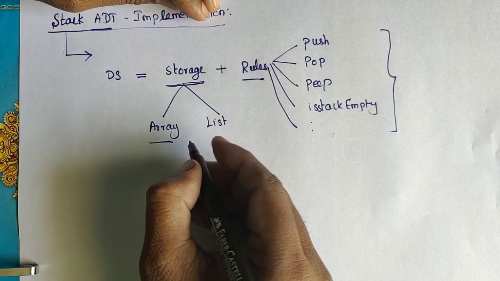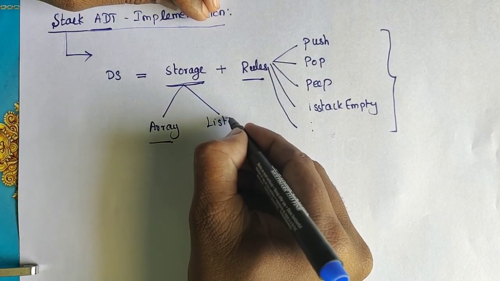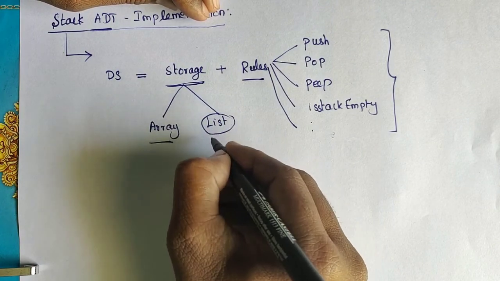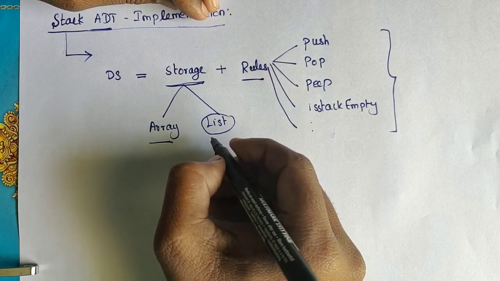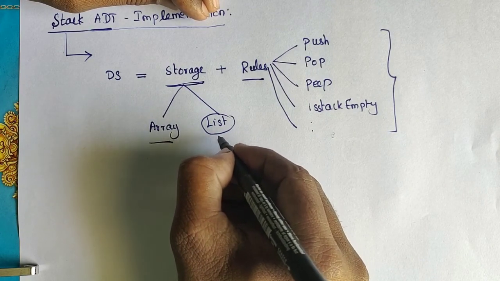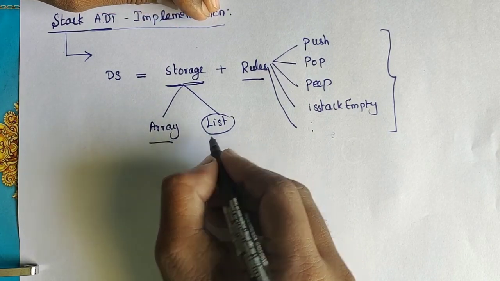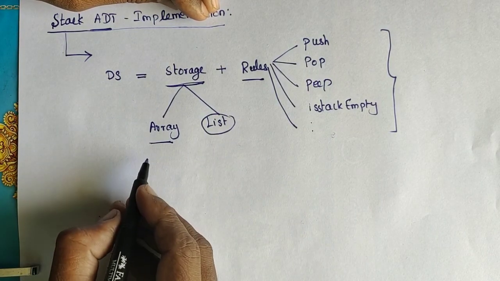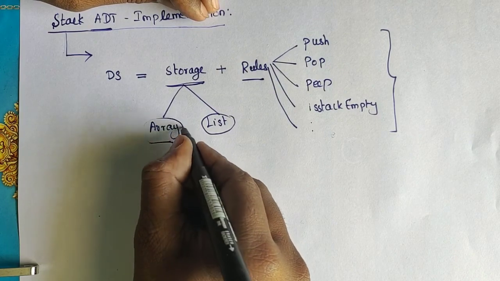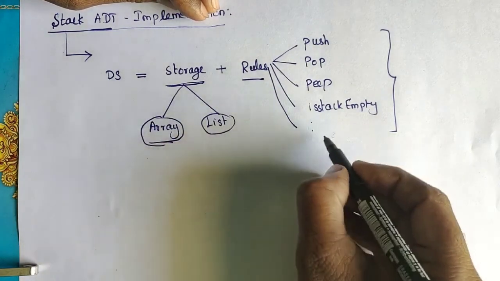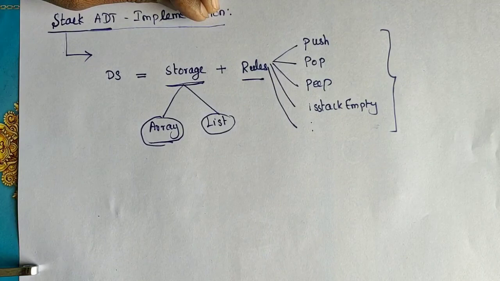Till now we don't know how the elements are stored in the list. After discussing the list concept, we will discuss the implementation of stack by using a list as a storage. So in this video, we are going to discuss only the creation of the stack by choosing the array as a storage, and by defining these rules.